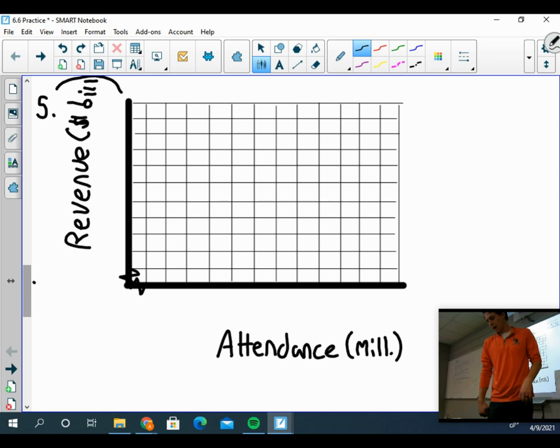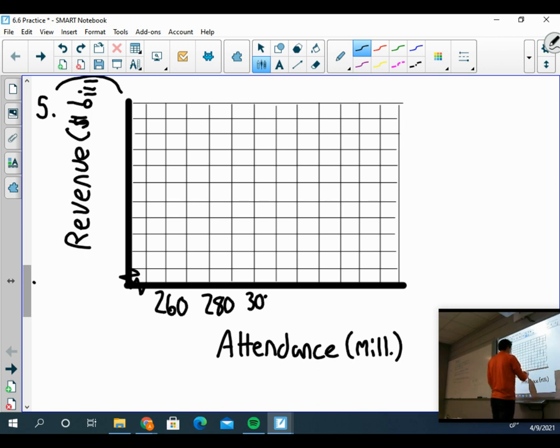Now again, choose a scale that makes sense. My smallest attendance value is 260. Again, that's in millions. And my largest is 309. So I'm going to start here at 260. And what my gut says is, let's go up by tens.